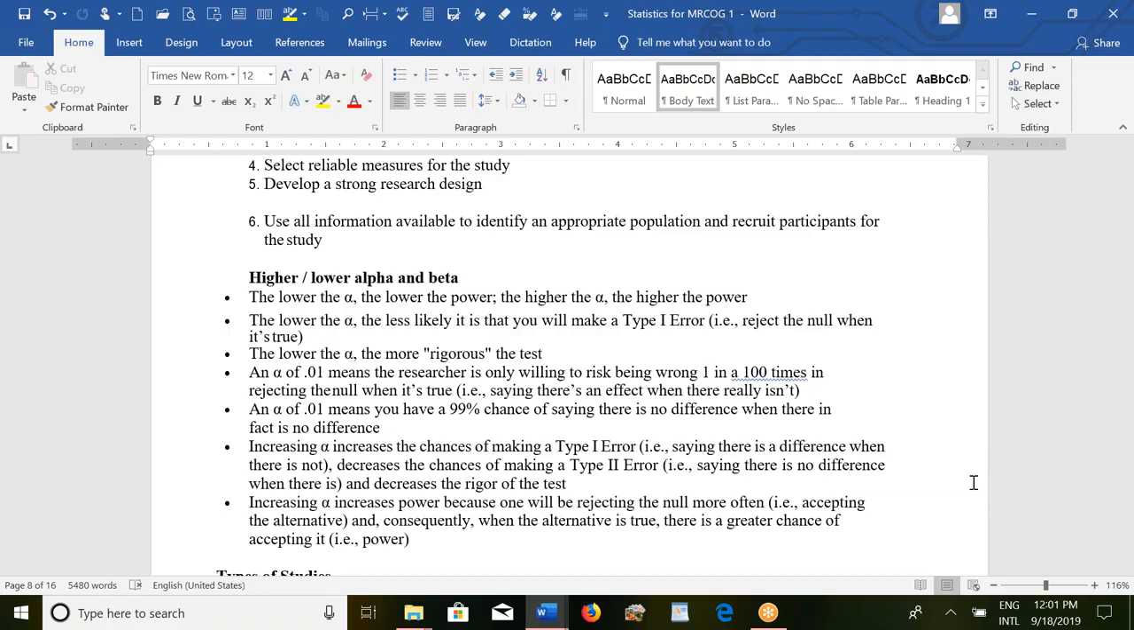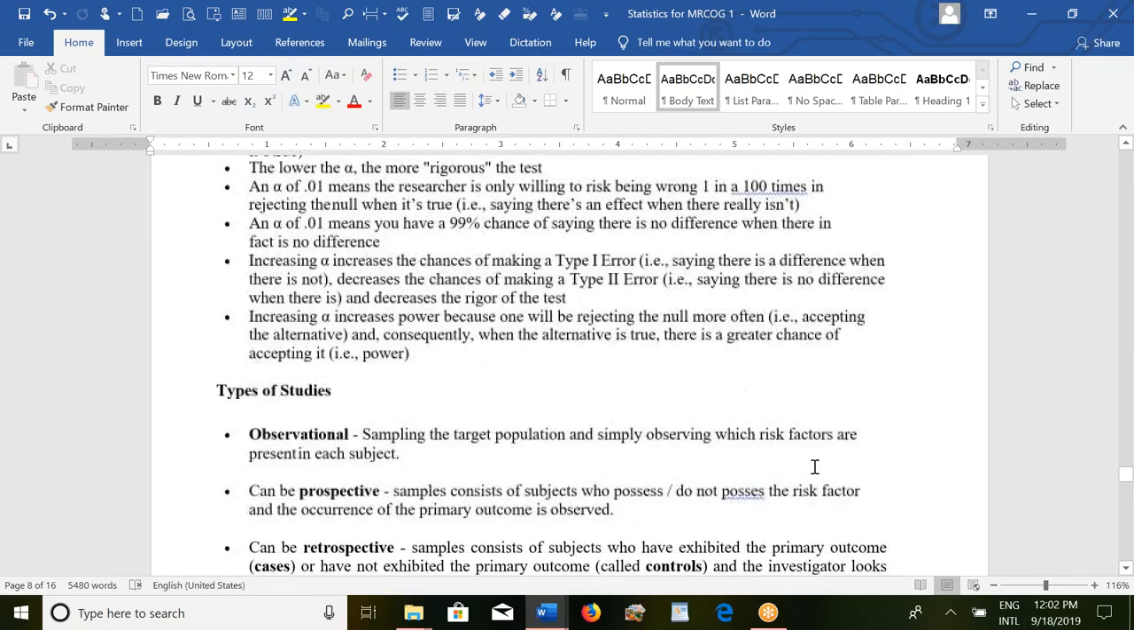Increasing alpha increases the chances of making a type 1 error, saying that there is a difference when there is not. So it decreases the chances of making a type 2 error. Type 2 error means saying that there is no difference when actually there is a difference between the groups, and it decreases the rigor of the test. Increasing alpha increases power because one will be rejecting the null more often, accepting the alternative, and consequently, when the alternative is true, there is a greater chance of accepting it. So the power will increase.